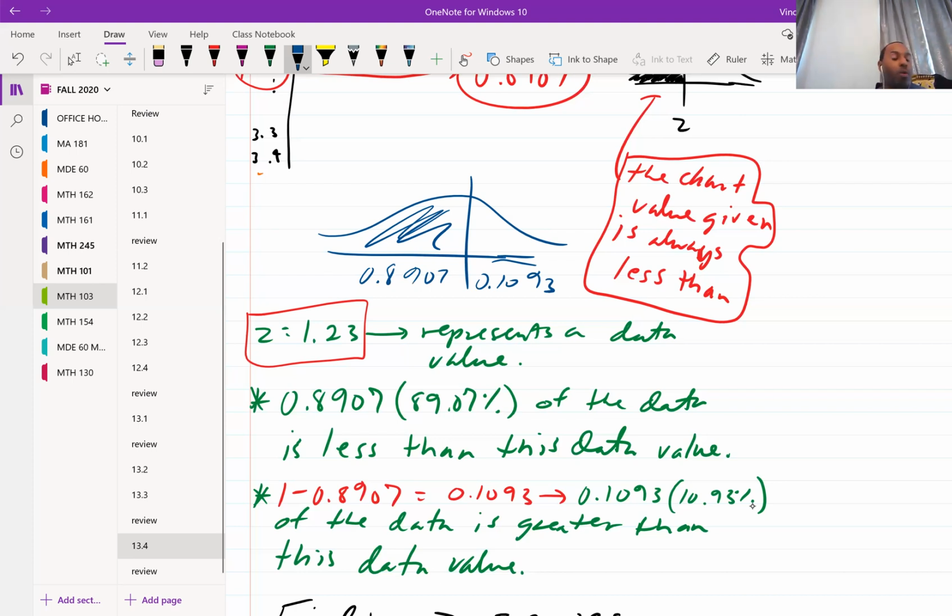From this chart, you will always know the left side. In order to get the right side, you have to subtract it from 1. And the right side is greater than. Any questions?